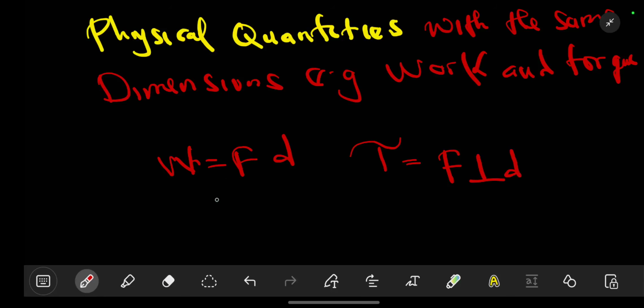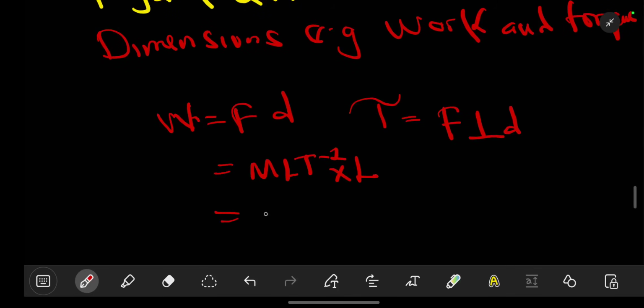So if you find dimensions, remember force is equal to M L T raised to the power negative 2, times the distance, which is your L. Then if you have your M like that, distance is L times L, which is L squared T raised to the power. Even if this is perpendicular distance, it is still distance, so it is still going to give you the same thing.